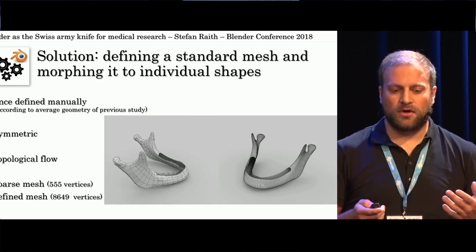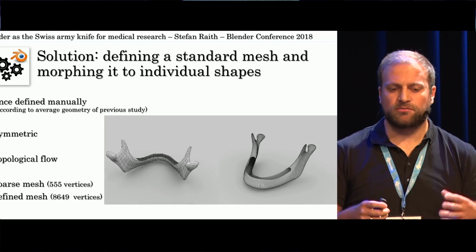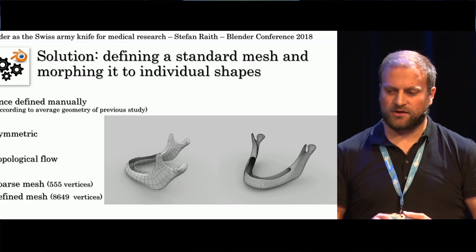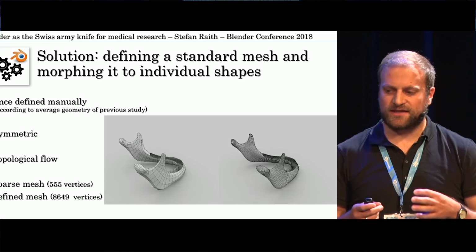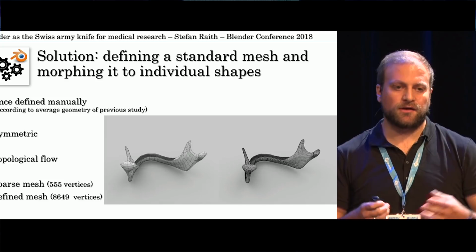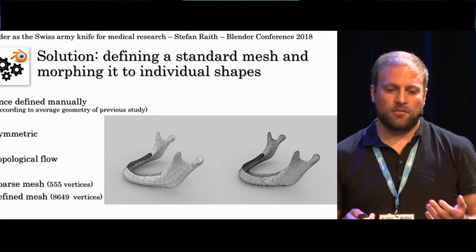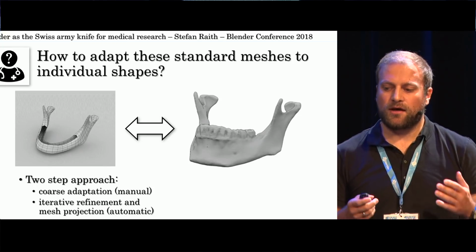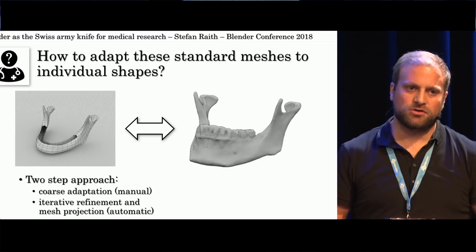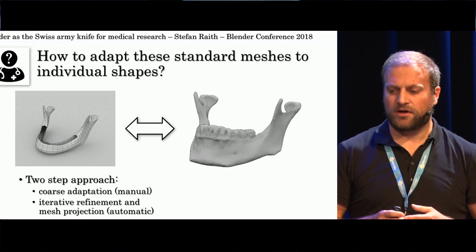For this, we took advantage of the possibility to retopologize the triangular shapes, as visualized here. We defined a standardized geometry consisting only of quads, and that allows us to have one standard reference. But then the question of course occurs: how can we adapt and individualize this standard geometry towards the individual shape that we have from the CT data? For this particular case, we implemented a two-step procedure.